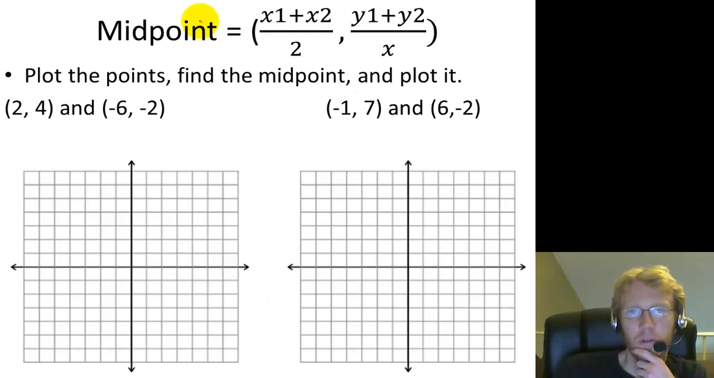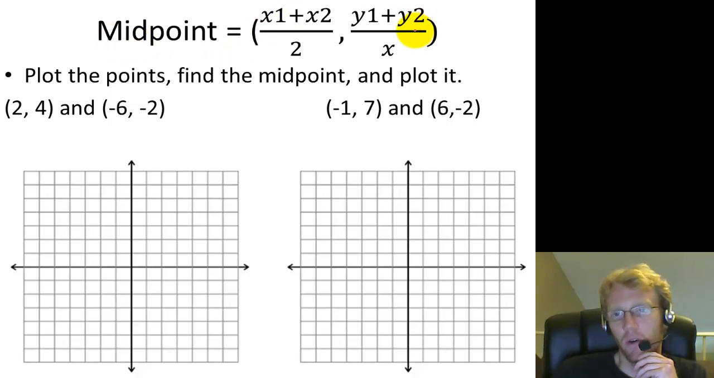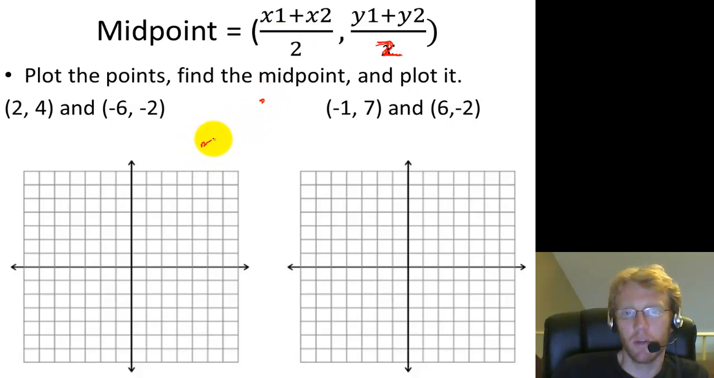So the midpoint formula is, well, any coordinate point has an x-coordinate and a y-coordinate. Oh, this should be a 2 right here. That's a big typo on my part. I apologize. So if you have two coordinate points, like for example here, and you want the midpoint between them, it's going to be in the middle, right?